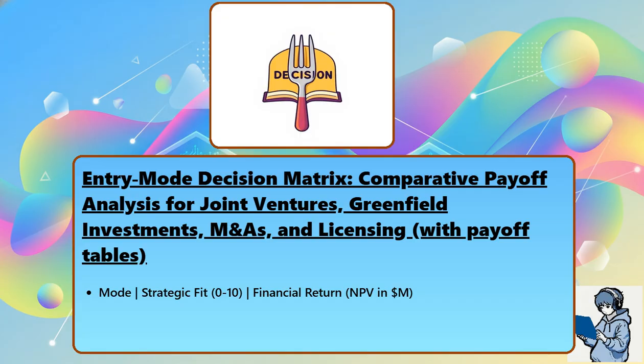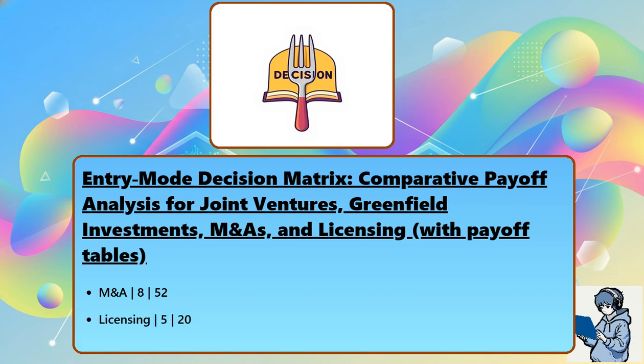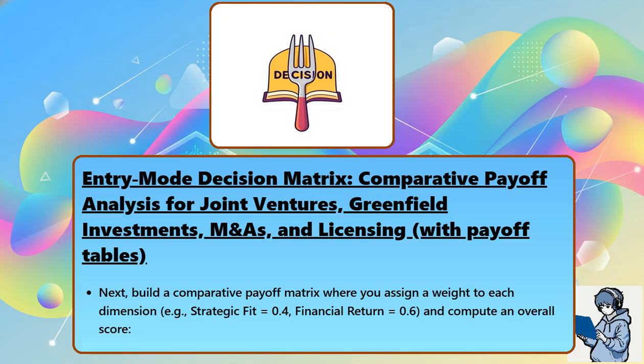Mode, strategic fit 0 to 10, financial return net present value in $1 million. Joint venture 7, $45 million. Greenfield 9, $38 million. Merger and acquisition 8, $52 million. Licensing 5, $20 million. Next, build a comparative payoff matrix where you assign a weight to each dimension.